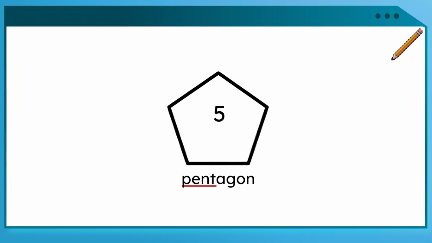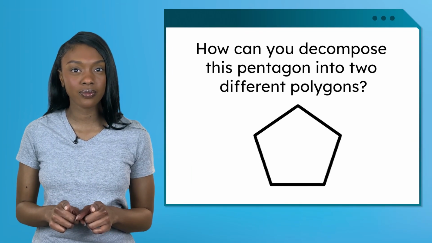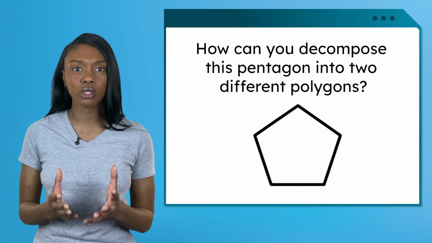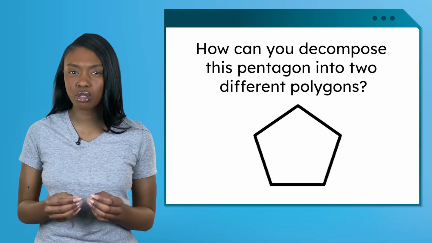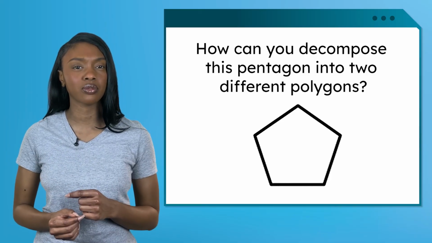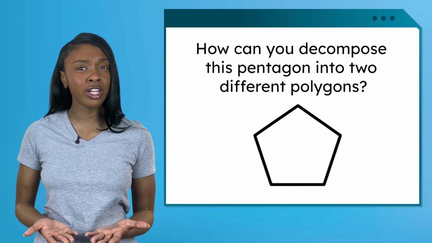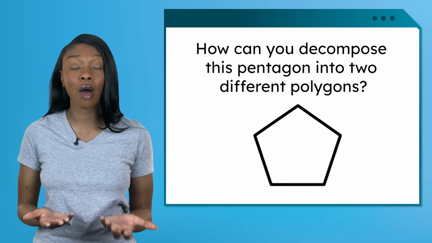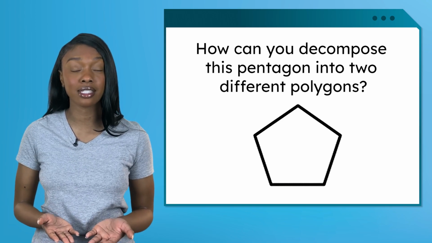The pent in pentagon means 5. Wait, it's the shape from our math quest. So we are going to be working with a 5-sided shape called a pentagon. Let's look back at the math quest. How can you decompose this pentagon into 2 different polygons? We figured out what polygons are and how many sides a pentagon has.